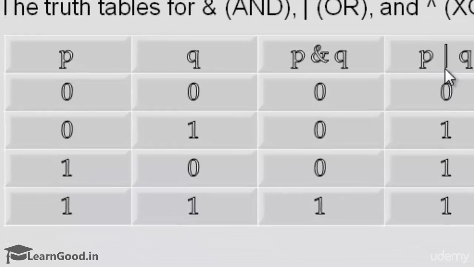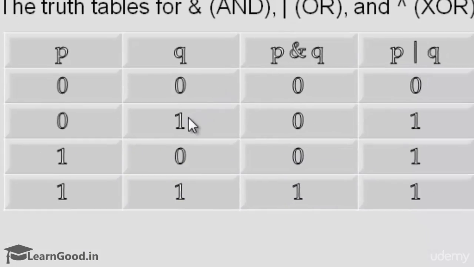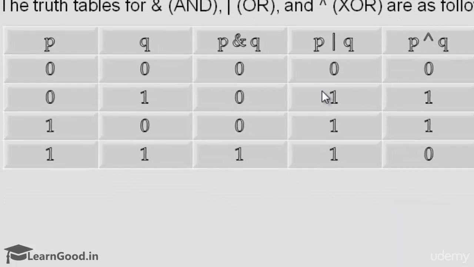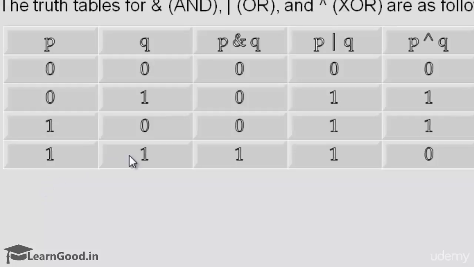Same if I apply an OR: if any one is true or both are true, the result is going to be true. Whereas there's an XOR, which uses a caret. When both inputs are the same, the result is 0: first one 0, second one 0, the result is 0; first one 1 and second one 1, the result is 0. If both are not the same, then the result is 1. Fine, we'll take an example and see how this bitwise operator works.